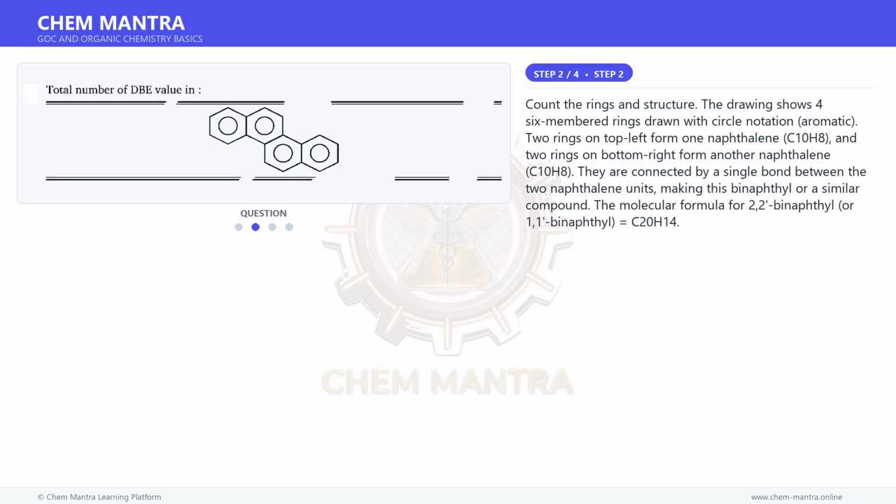Moving on to the next step. Count the rings and structure. The drawing shows 4 six-membered rings drawn with circle notation, aromatic. 2 rings on top left form one naphthalene, C10H8, and 2 rings on bottom right form another naphthalene, C10H8. They are connected by a single bond between the two naphthalene units, making this binaphthyl or a similar compound. The molecular formula for 2,2-binaphthyl or 1,1-binaphthyl is C20H14.